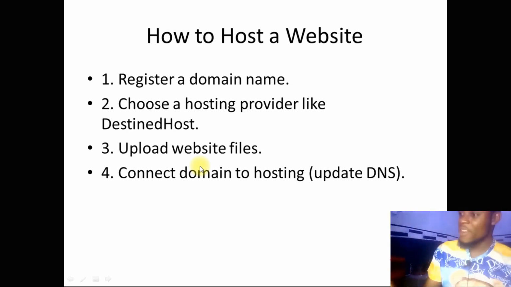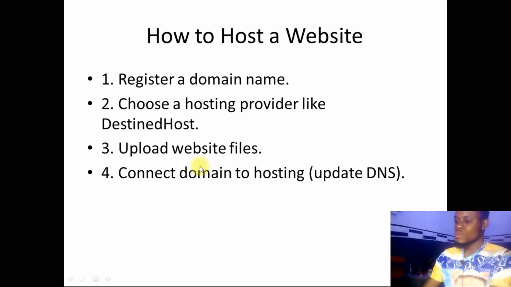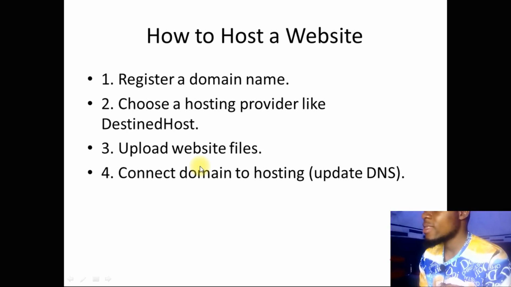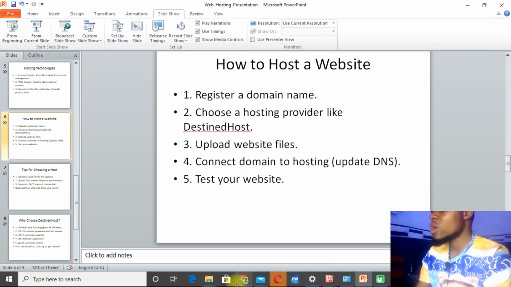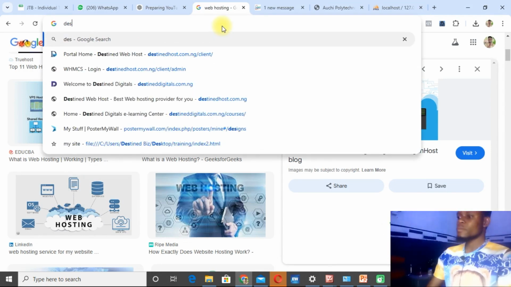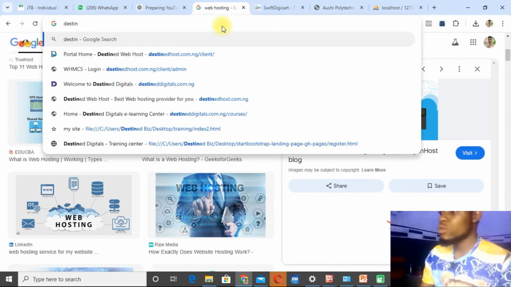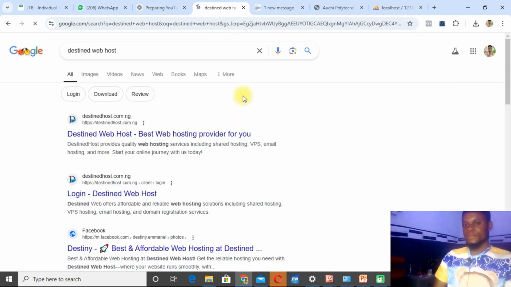All right, so I believe it is understood. So let's now go over to do the practical. The first thing we said was to register a domain name. So let's go over to my browser and try to register a domain name. We go to my browser, then we search for Destined Web Host. When you search for Destined Web Host, you're going to see Destined Web Host right here. We are going to click on it.